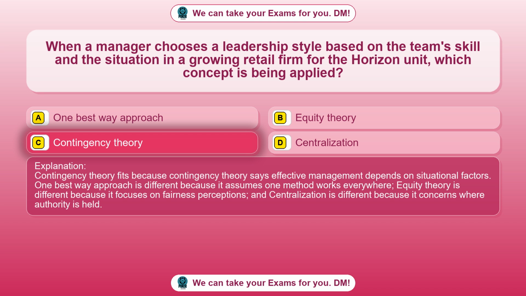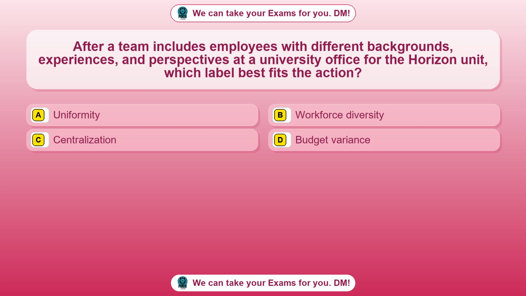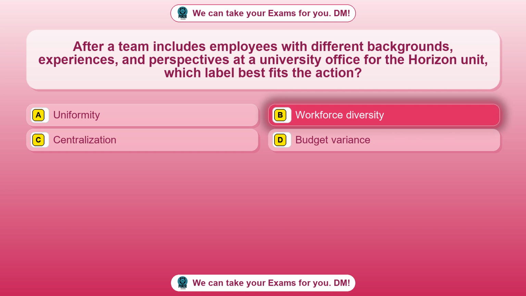held. Question 29. After a team includes employees with different backgrounds, experiences, and perspectives at a university office for the Horizon unit, which label best fits the action? Option A. Uniformity. Option B. Workforce diversity. Option C. Centralization. Option D. Budget variance. The correct answer is option B.